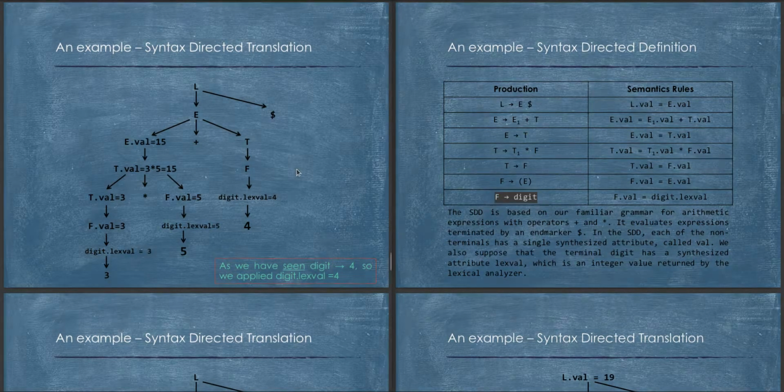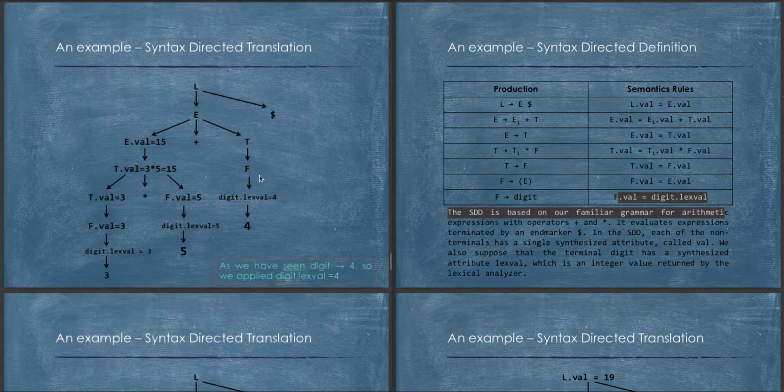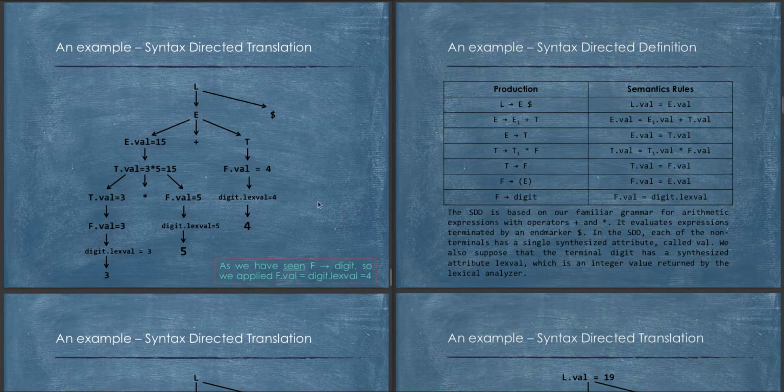So now I can apply this rule, F digit. Remember, not on the left side of it, but when I am on the right side of it. So the rule is F dot val is equal to digit dot lex val. Now I can calculate the attribute of val. I can now calculate F dot val is equal to 4 because digit dot lex val is equal to 4. All right? Okay. So now let's move on.